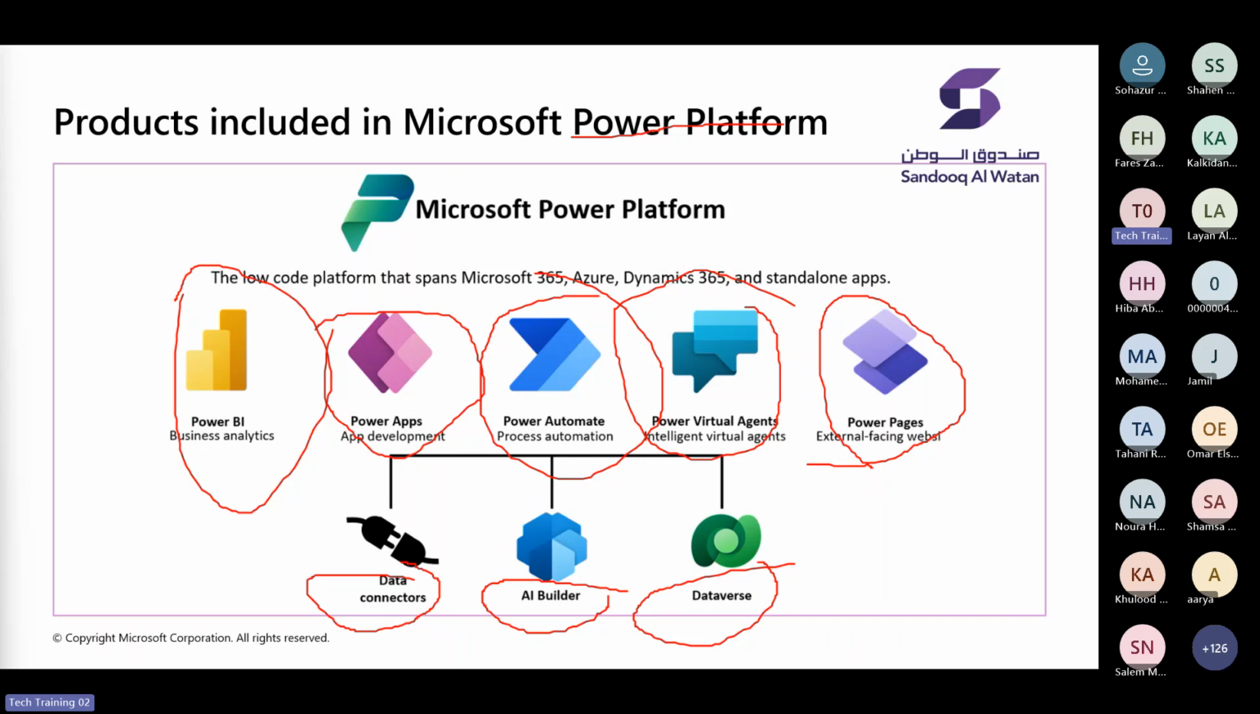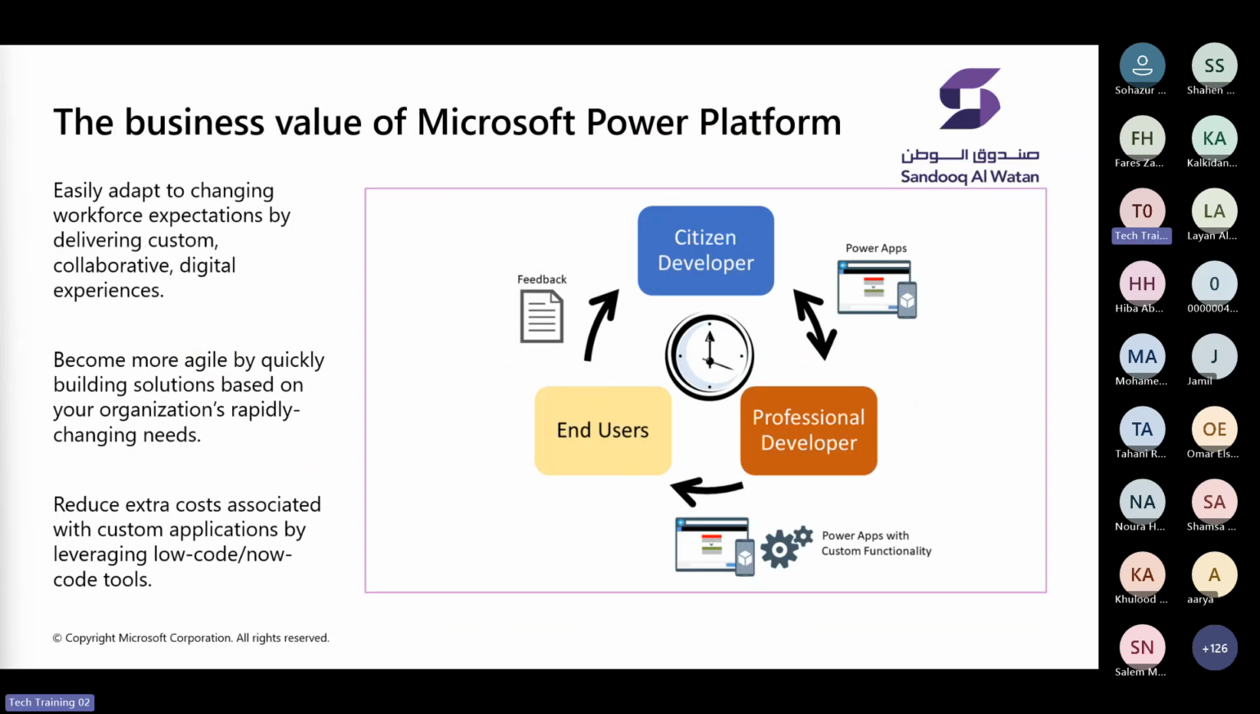So we use the Power App to build an app to gather data. We use the Power Automate to do the workflow and take action. We use Power BI to display this insight and analytic data. So input from the apps, output from Power BI, and the flow with the Power Automate. Talking about this, we need to know that the business value of the Power Platform is to change workforce expectation. Because business is changing fast, we need to do our technology in a fast way, in an agile way.